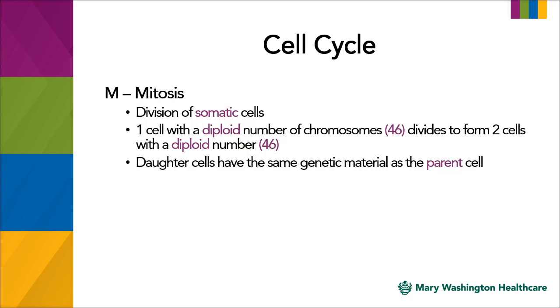M, which is mitosis, is the division of somatic cells. We're going to have one cell with a diploid number, which is 46 chromosomes, that divides to form 2 cells with a diploid number, which is also 46. The daughter cells have the same genetic material as the parent cell.